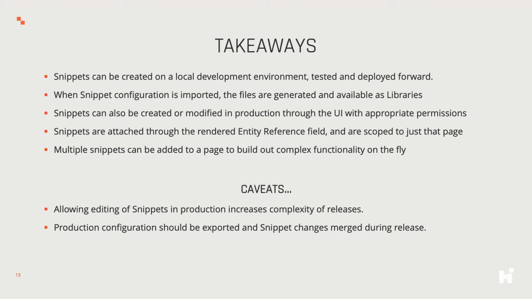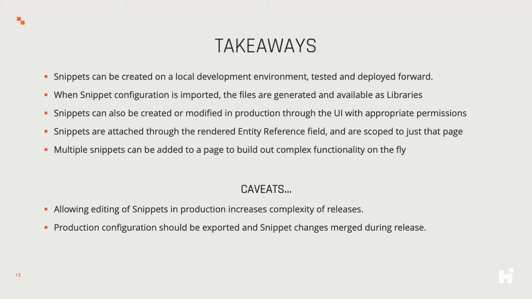Snippets are attached through the rendered entity reference field and are scoped just to that page. Multiple snippets can be added to a page. In the example I had shown, there was one JS file, and there's also a CSS file and another snippet that was doing some styling. You can also use that to, for example, include an external JavaScript library from something like an Ansible form, include your own JavaScript snippet to configure what you need to configure for that form, and your own CSS to style it.